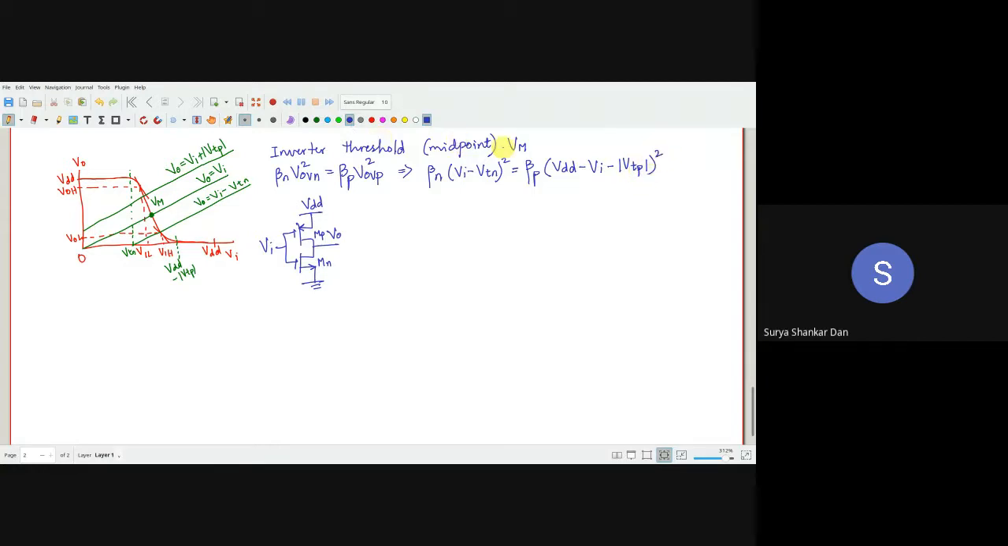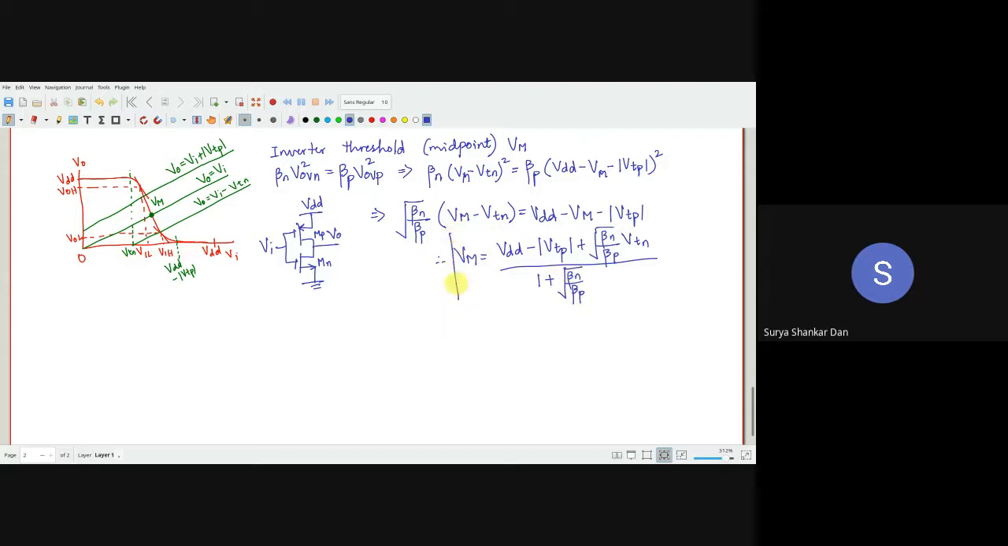Now, we are speaking about the inverter threshold, so I will simply replace this VI by VM. From there, what do we get? Very simple. Beta N by beta P whole root. Therefore, VM is equal to VDD minus mod of VTP plus this VTN term, divided by 1 plus this, since VM will come to the left side, so minus becomes plus, plus root over this.